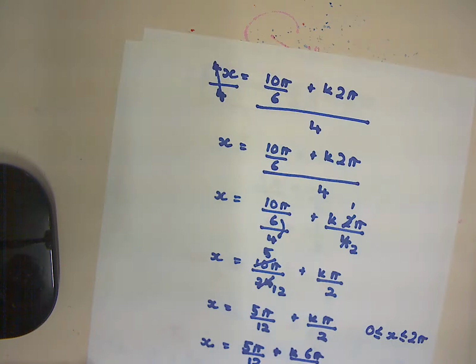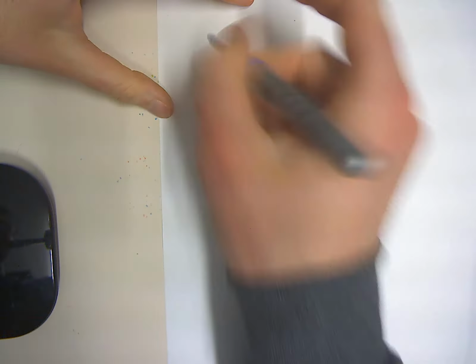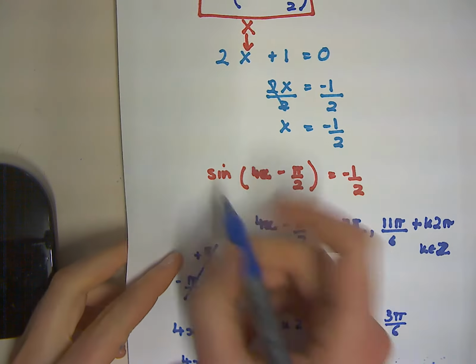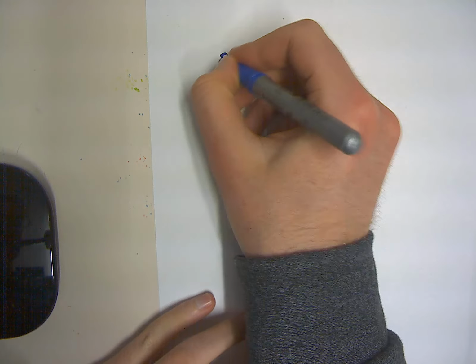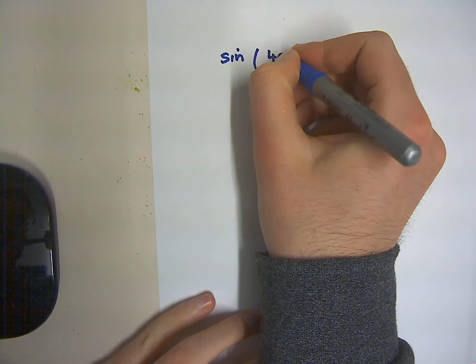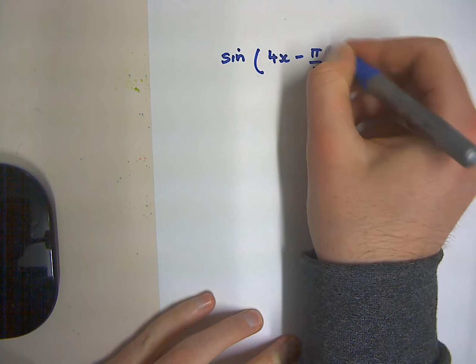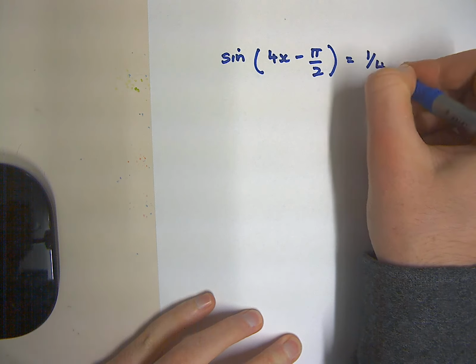Okay, alright. Now it's been quite a lot to go through. Hopefully that clarifies things on solving trig equations. The last thing I do want to quickly run through is, we were talking about getting it down to this stage, sine of 4x take π/2 equals, let's say you work it through to that stage and you get something like a quarter.